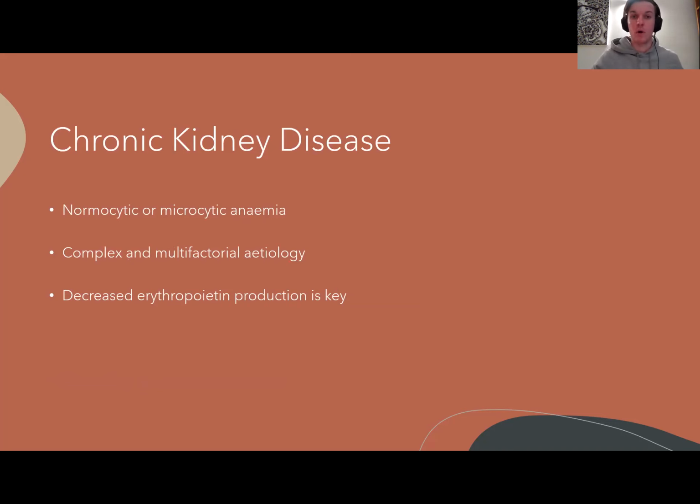CKD is another common one, and with CKD, it's the problem with erythropoietin release. So as part of your production of red blood cells, the hormone erythropoietin is very important. In adults, that is produced in the kidney. It's in your fibroblasts in the kidney. In chronic kidney disease, you get damage to the kidneys. It means that you can't release enough EPO. That results in a reduced production of red blood cells.